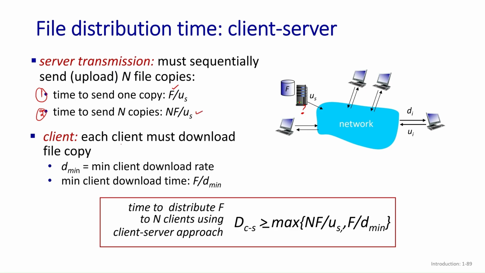Yes, sir. Okay. Then what is the time required to download one copy of the file, considering the client? So this is the size of the file divided by the minimum download rate of the client. Right. Am I clear?